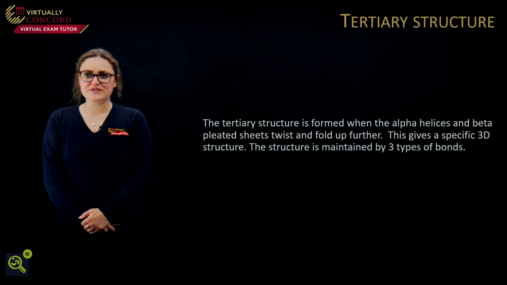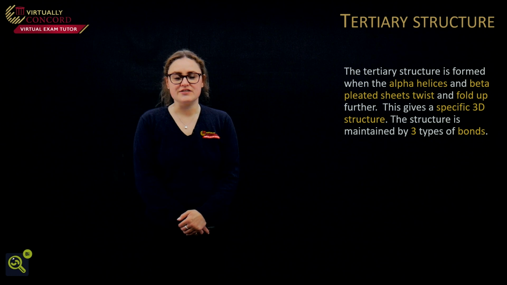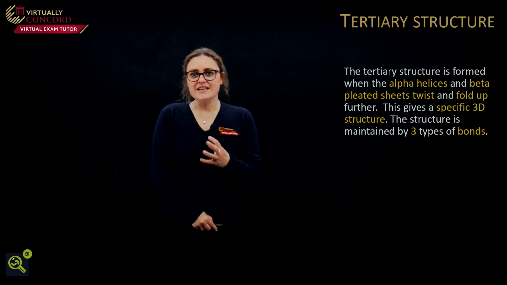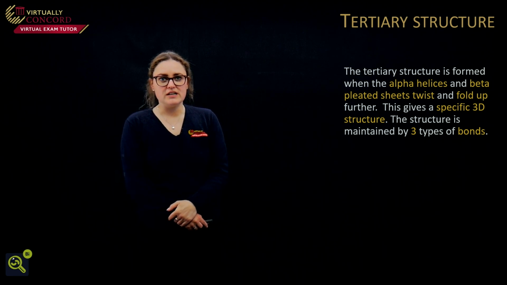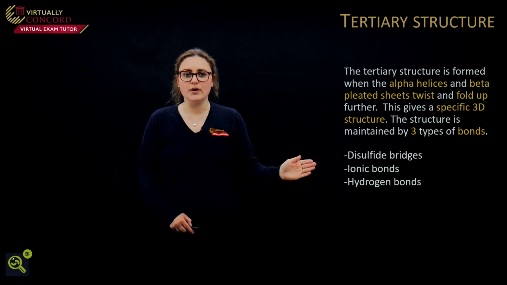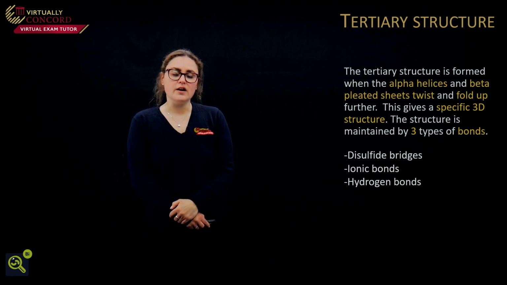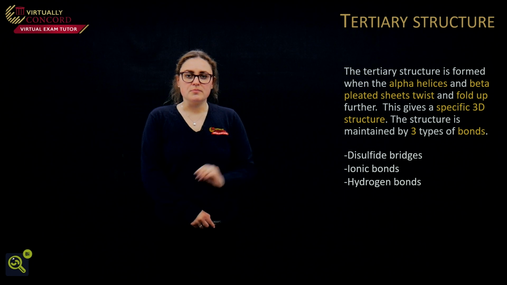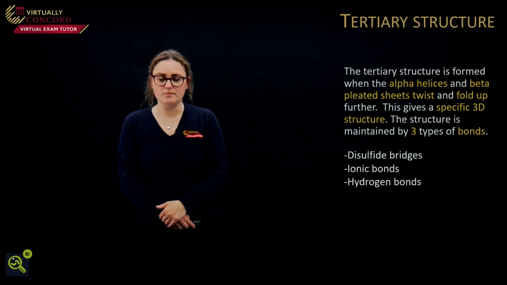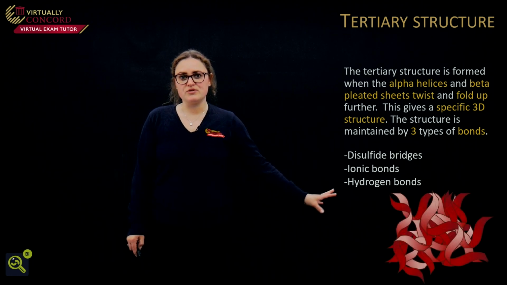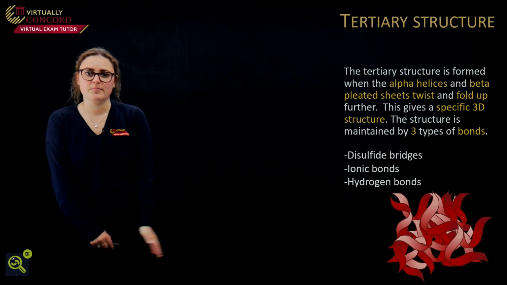Our next level of protein structure is the tertiary structure. This is formed when the alpha helices and the beta pleated sheets twist up and fold up further. This gives our proteins a specific 3D structure. The structure is maintained by three types of bonds. We have disulfide bridges, ionic bonds, and hydrogen bonds. Our disulfide bridges are formed between sulfur on the R groups, ionic bonds between opposite charges, and hydrogen bonds between free hydrogen and oxygen molecules. Here we have a representative diagram to show those chains now twisting up to form a specific 3D shape.